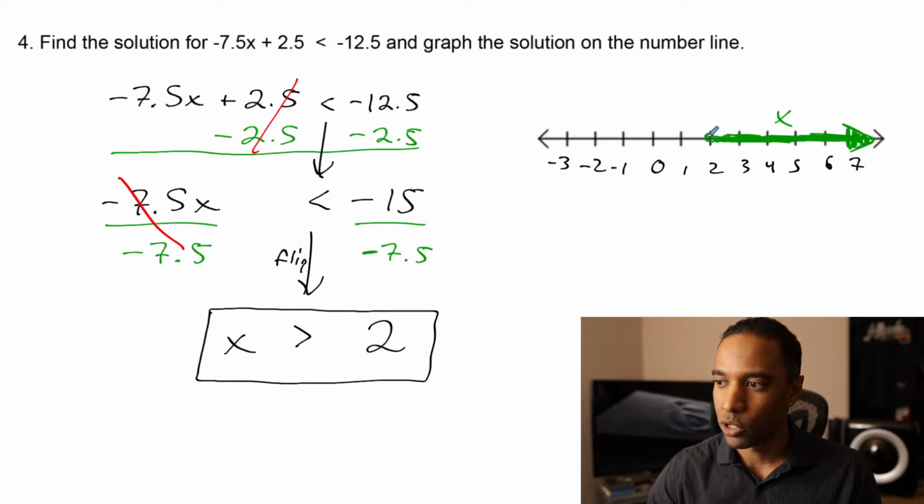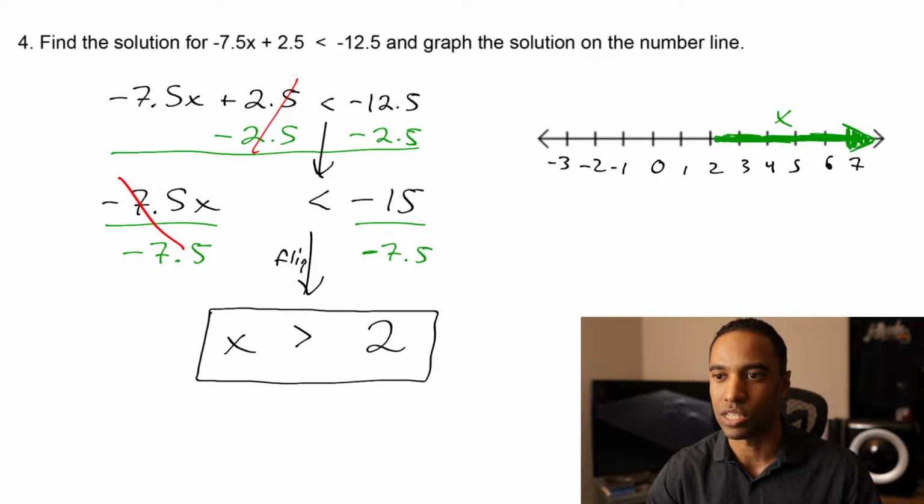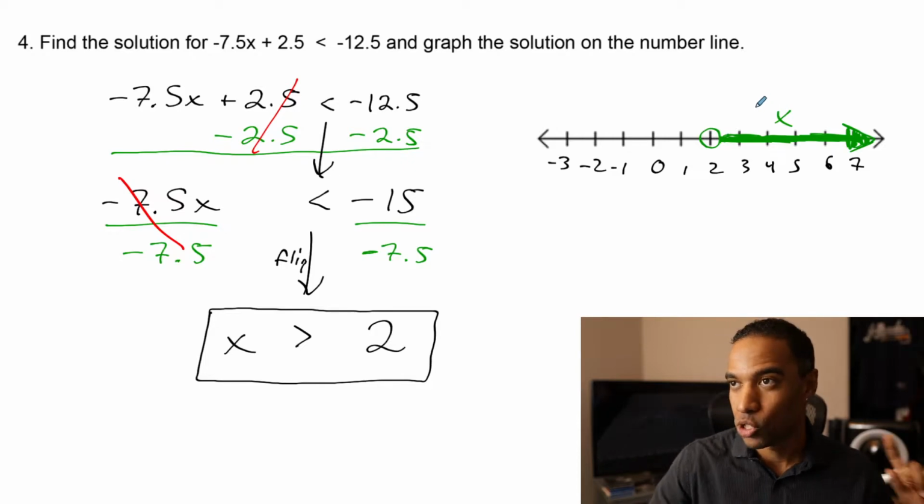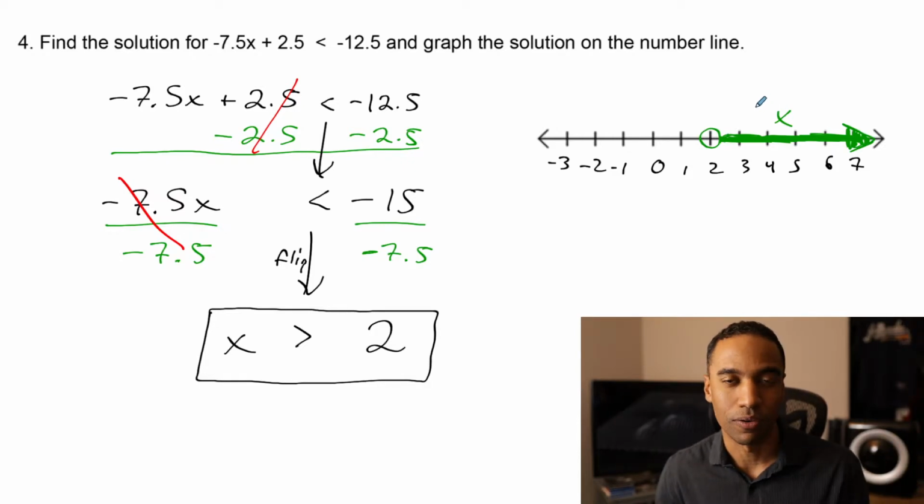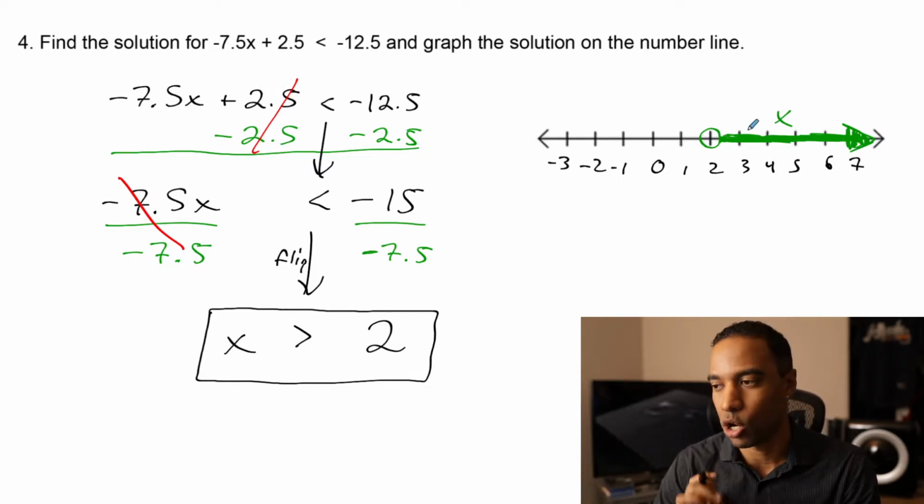We can't put a closed circle like this because that would mean that 2 counts. So they have a format that is an open circle. Instead we say, what if I put a nice fat open circle right here and says 2 doesn't count, but 2.0001 will count because that number is greater than 2. And that's the format that they use. That's the notation, open circle.